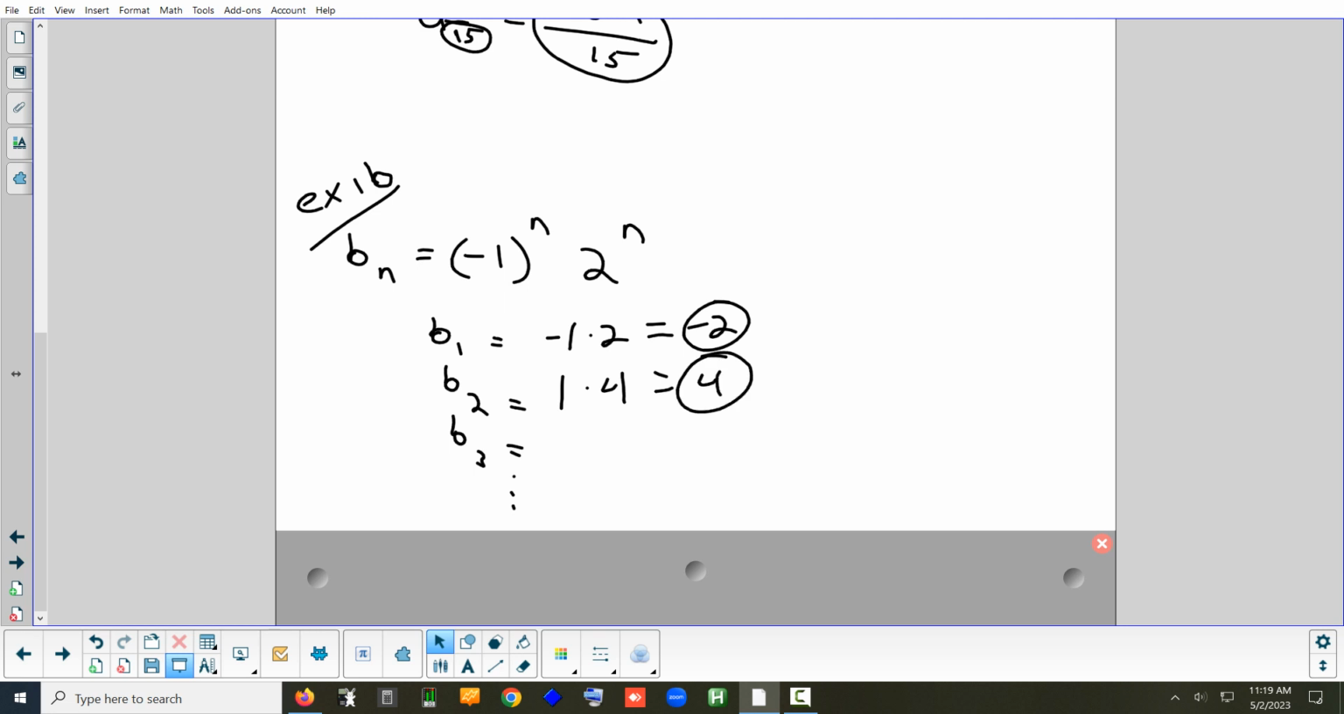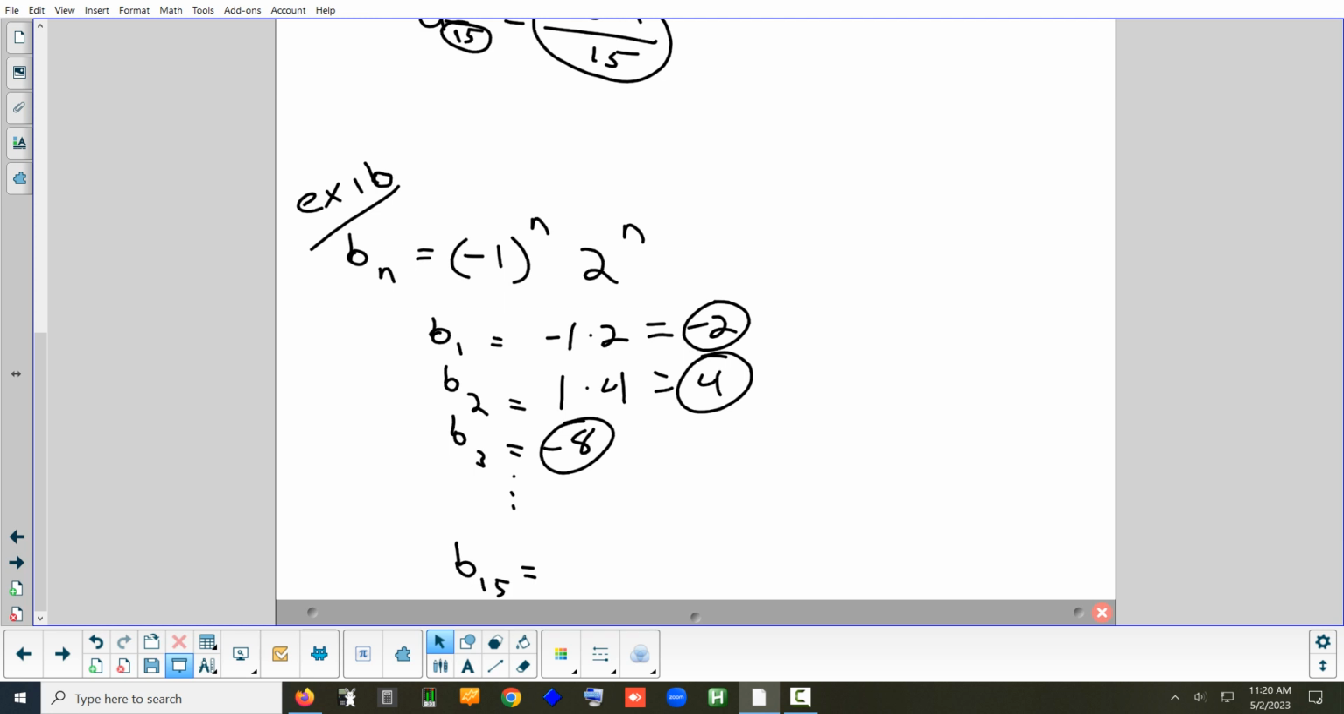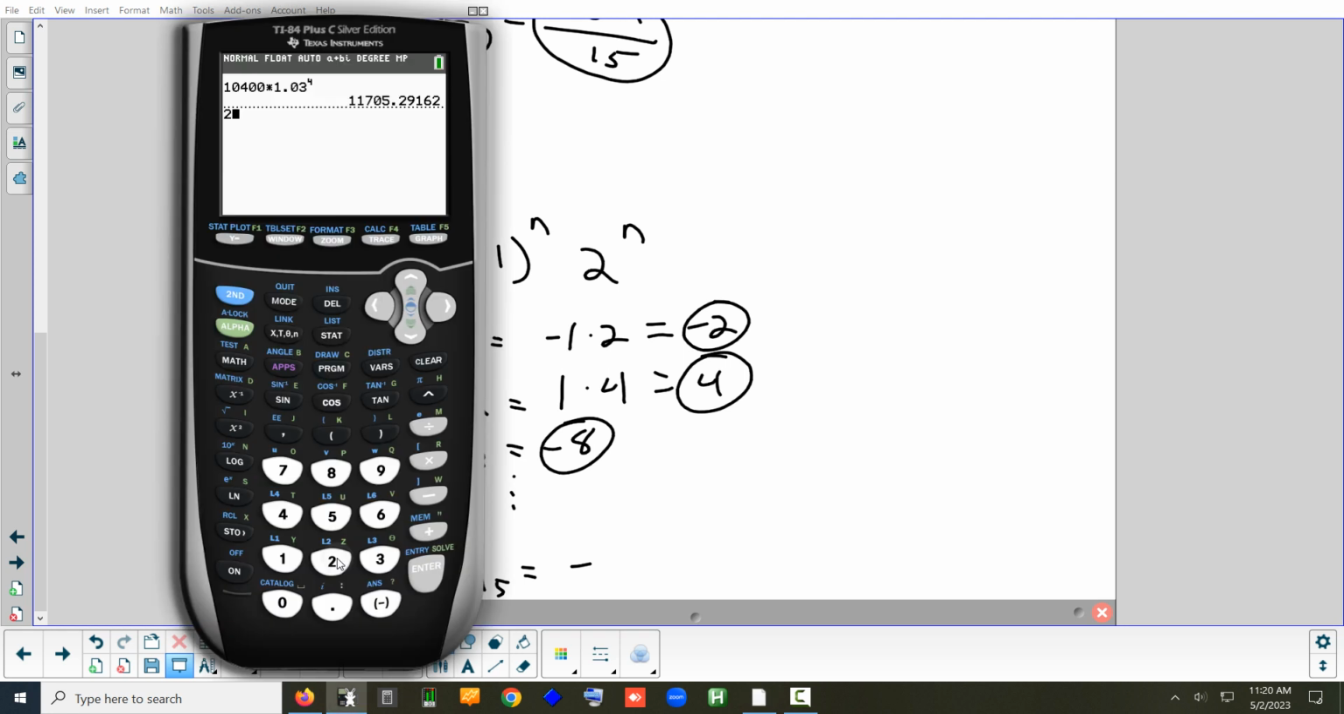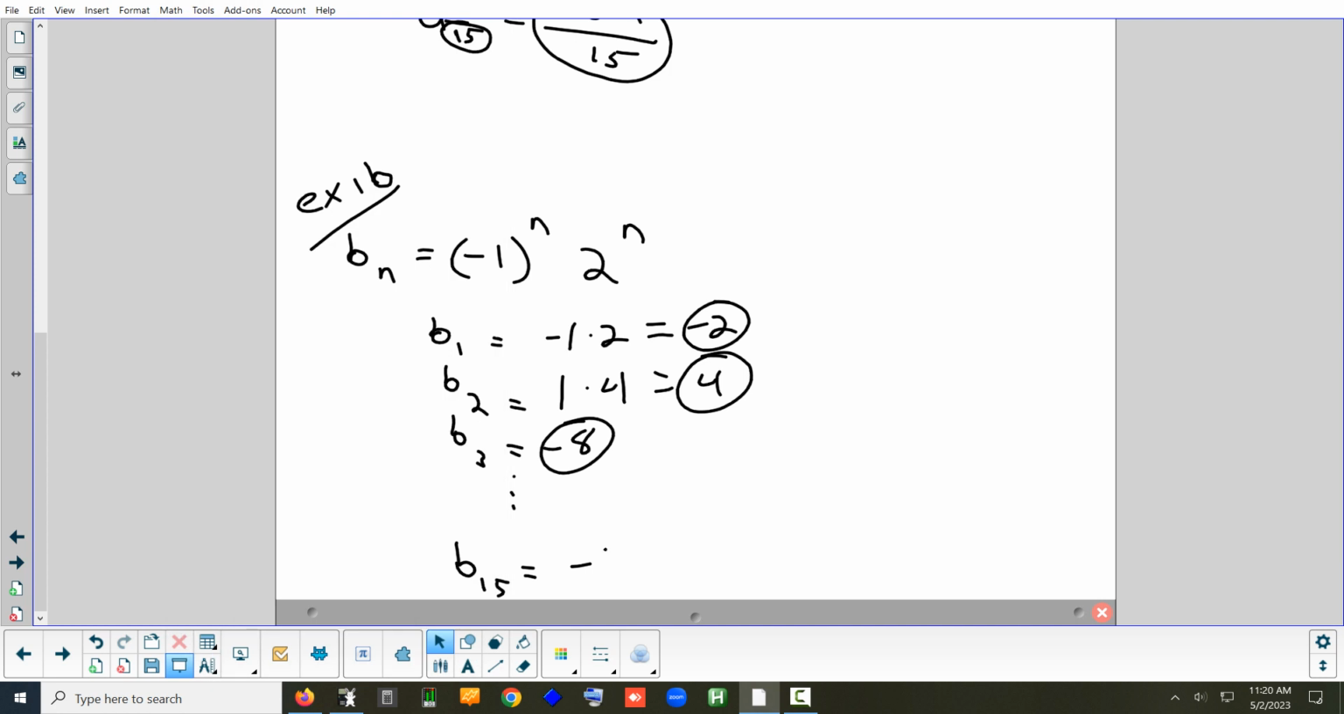So it's going to double each time and become the opposite. So what's the next one? -8. Now, to get all the way to 15, we could figure it out. We know the odd ones are going to be negative. I could just double it until I get all the way to 15, or just use the calculator and figure it out. So we know it's negative, and 2 to the 15th power is going to give me 32,768.